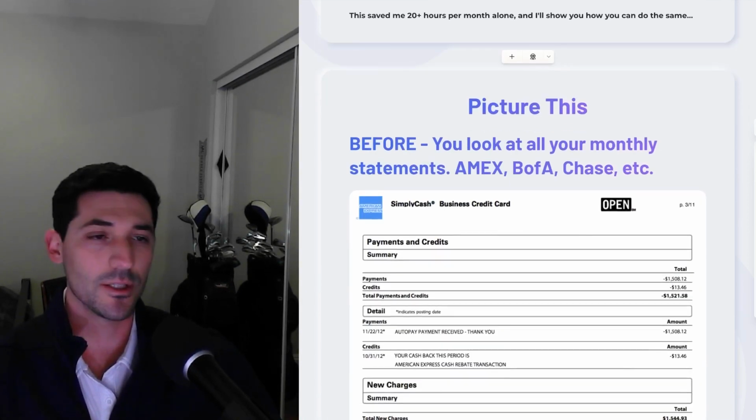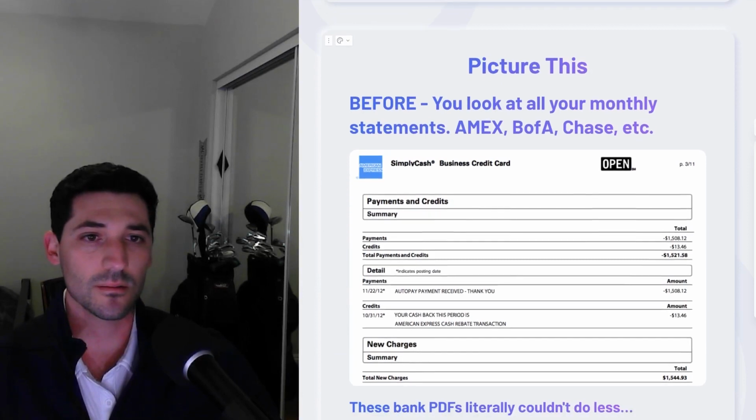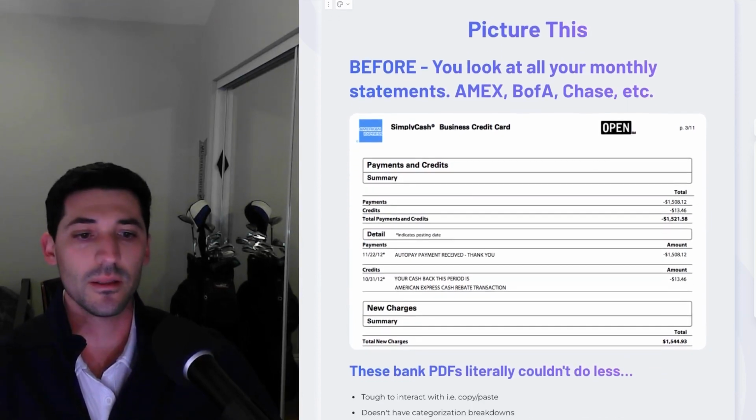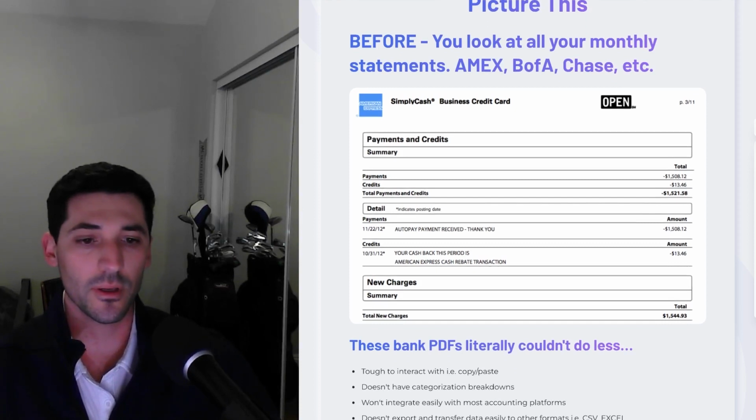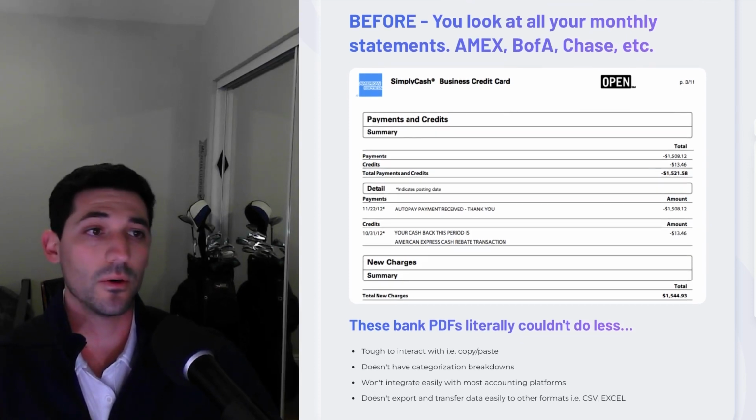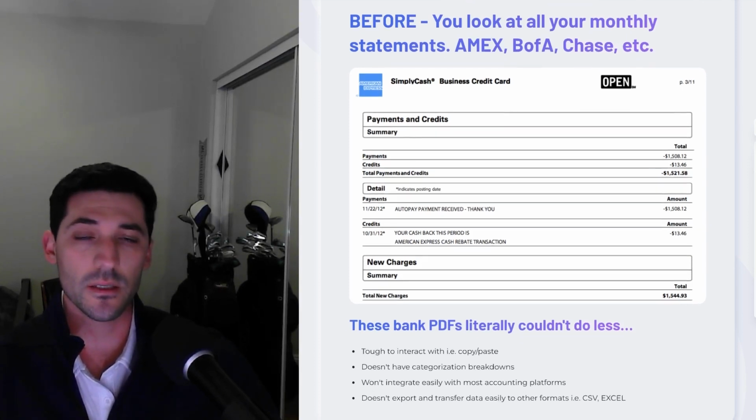So picture this, you're looking at a basic Amex credit card statement on a monthly basis. These PDFs are horrible. I know you're probably very familiar with it. They're tough to interact with. They don't have categorization breakdowns. They won't integrate easily with most accounting platforms, and they don't export or transfer data easily to other formats. Sometimes you might not even have the ability to generate a CSV file or an Excel file.